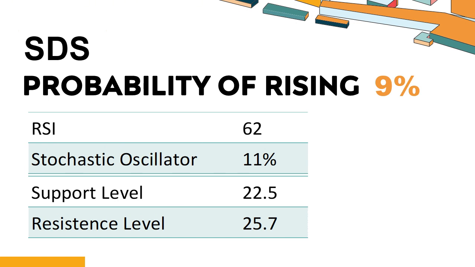Combining multiple technical analysis indicators, SDS has 5 bullish signals and 3 bearish signals. SDS's short-term support level is 23.2. If it falls below 23.2 during this session, it will have a chance to test 22.5. SDS's short-term resistance level is 25.4. If it breaks through 25.4 during the session, it will look up to 25.7.